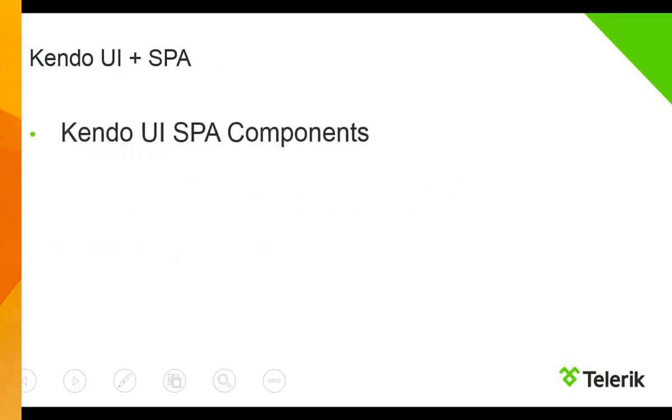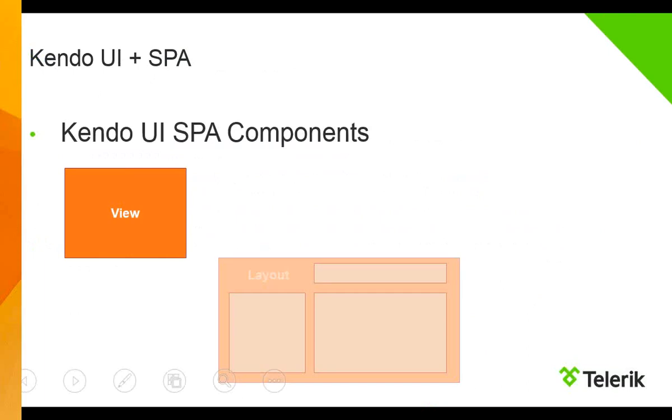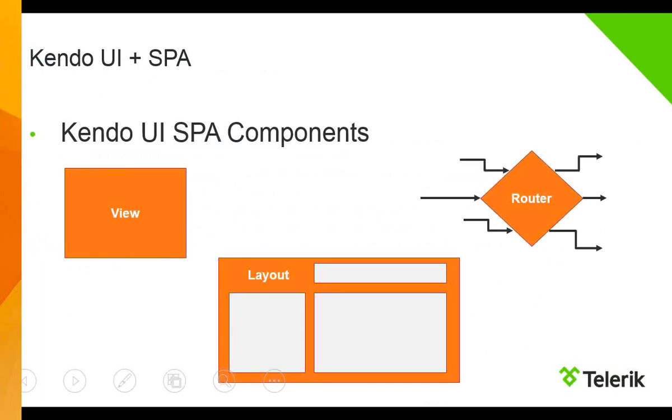So Kendo UI SPA components are only three things: view, layout, and router. Today I'm going to be showing more on the view and the layout. The router concept, I'll just show you how this can be done.